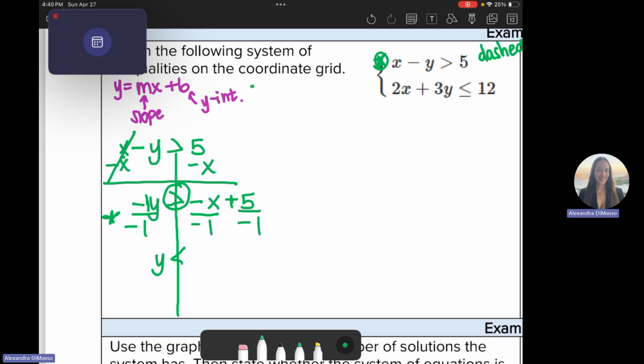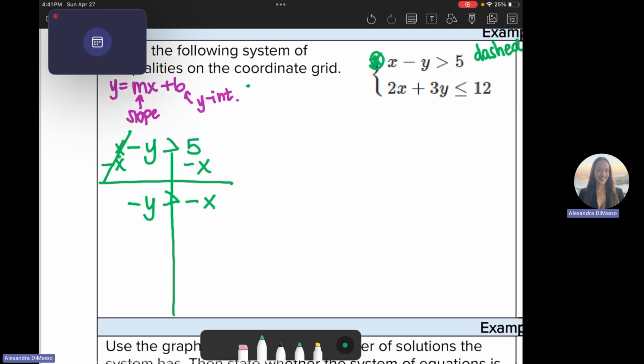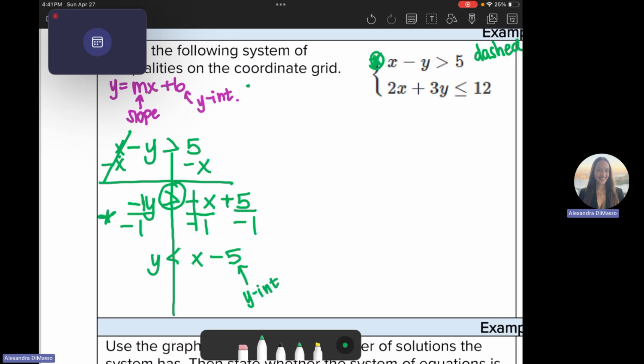Negative divided by negative with my x's is going to cancel. This is a positive x. A positive 5 divided by a negative 1 gives me a negative 5. So my first equation that I'm going to graph is y is less than x minus 5. And so we're going to graph that one first. This negative 5 is my y-intercept. And my slope is whatever's in front of x. Now, there's nothing there, so my slope is really 1 over 1.